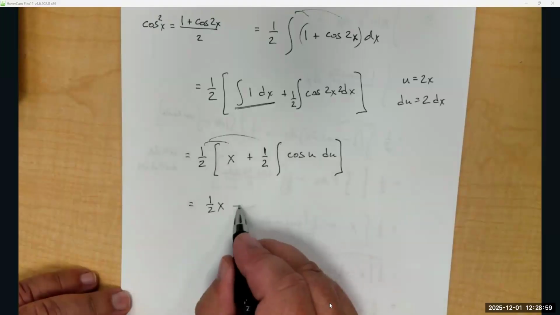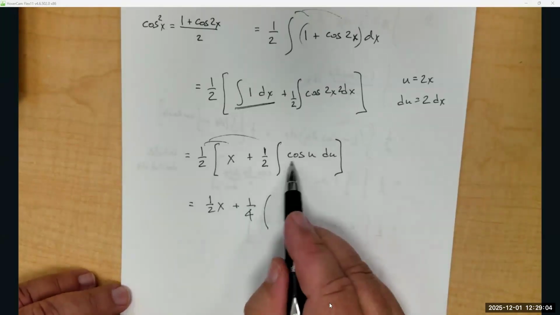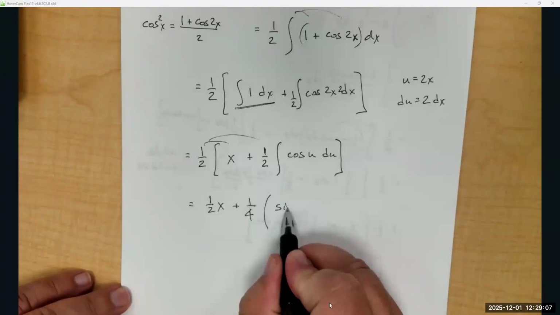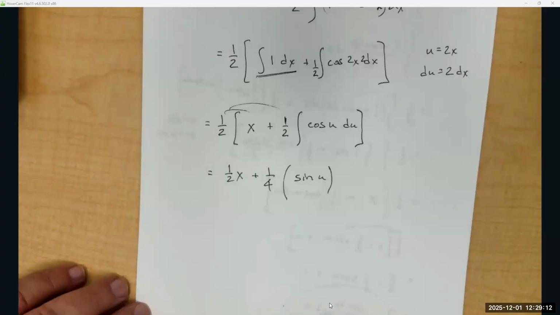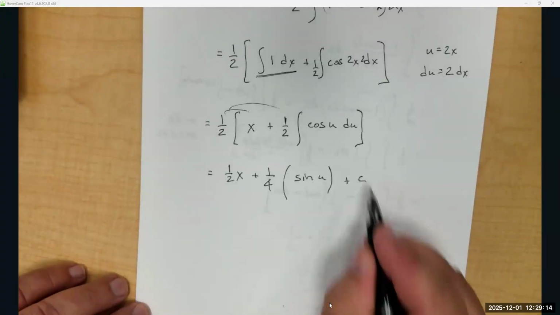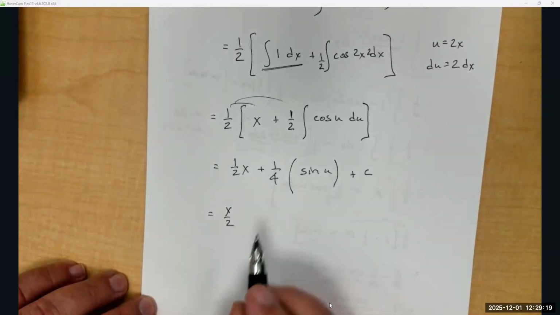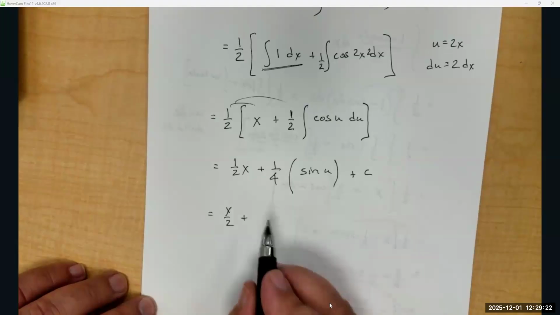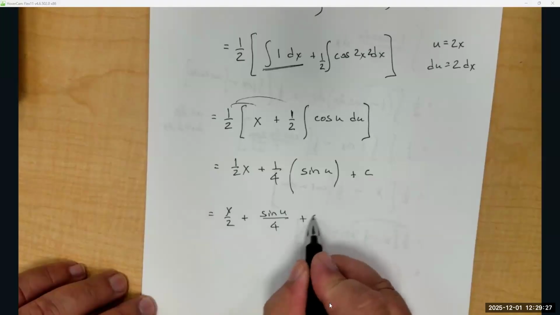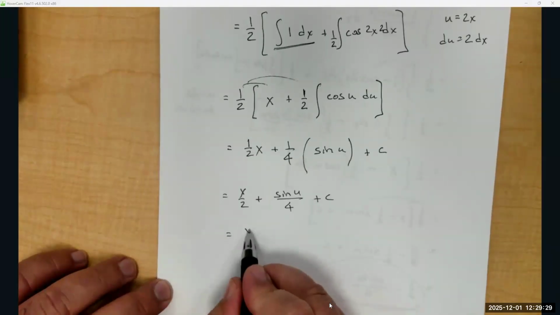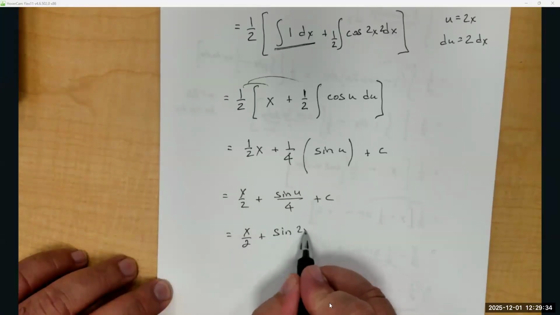Distribute. We get 1/4. The integral of cosine u is sine u plus c. So it's x over 2 plus sine u over 4 plus c. And u is 2x.